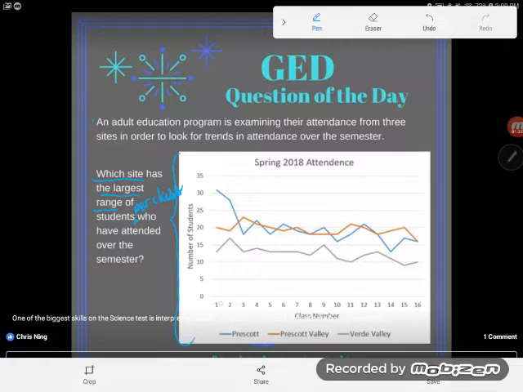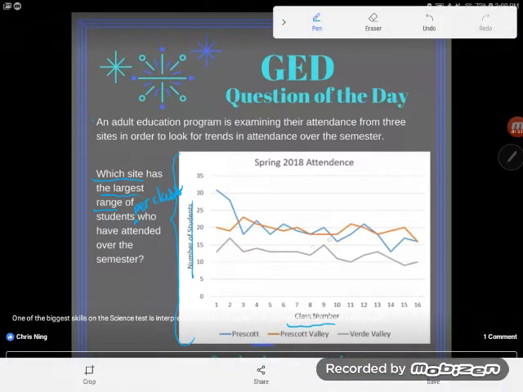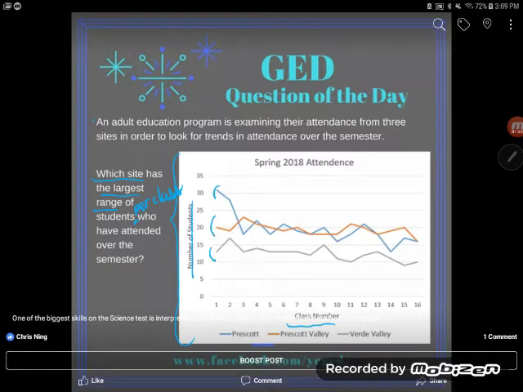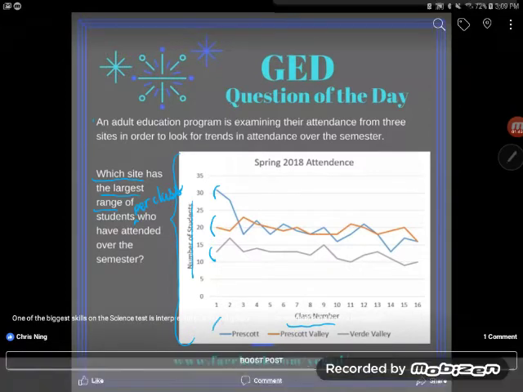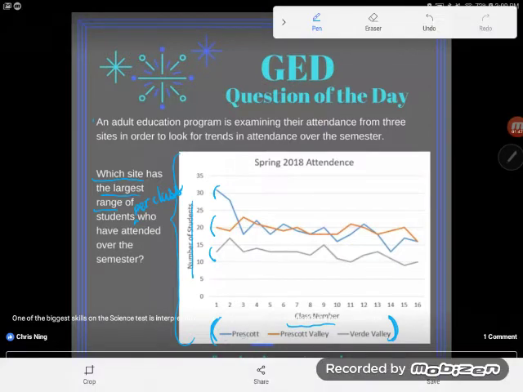All we know is the students per class here, because if you see this graph, we have the number of students and then we have the class number. So these lines here show us how the attendance went up and down in each class. Now, you might be wondering, how am I supposed to know what the blue, orange, and gray stand for? Make sure you pay attention to your key. Here's my key down here. It tells me that the blue line is for Prescott, the orange line is Prescott Valley, and that gray line is Verde Valley.